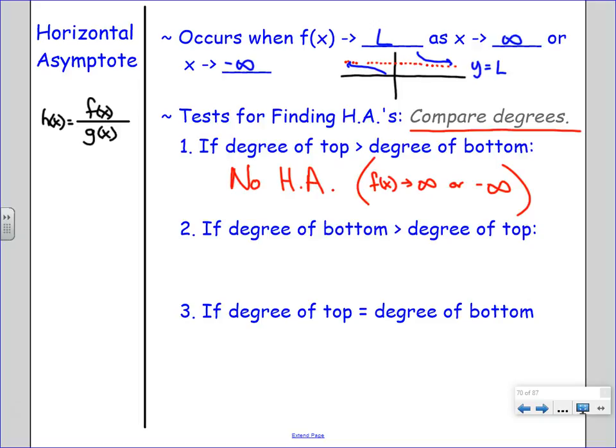Okay, so if the top wins, he's just doing what polynomials do. There's no horizontal asymptote. Number 2, what if the bottom wins? If he wins, he's pulling them all the way down, meaning pulling this one up and pulling that one down. He's pulling them all the way to a whole lot of nothing.